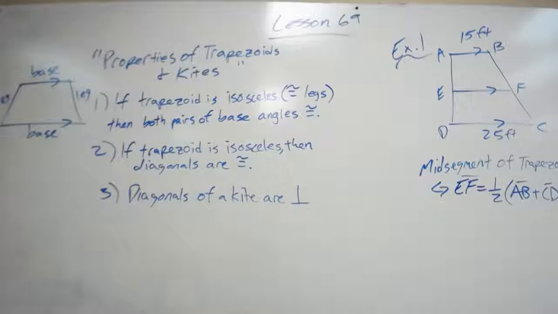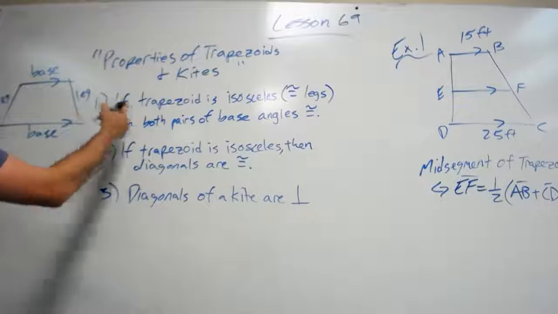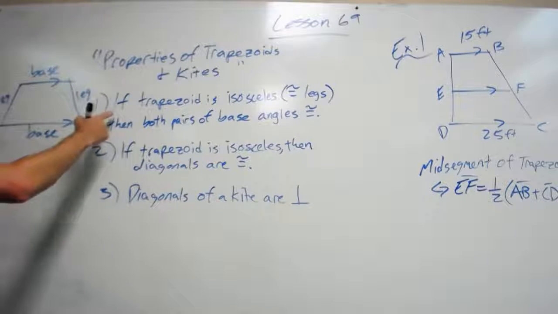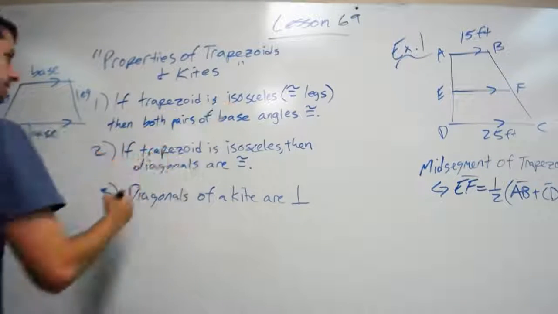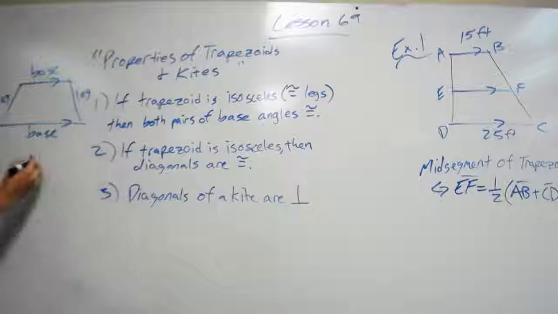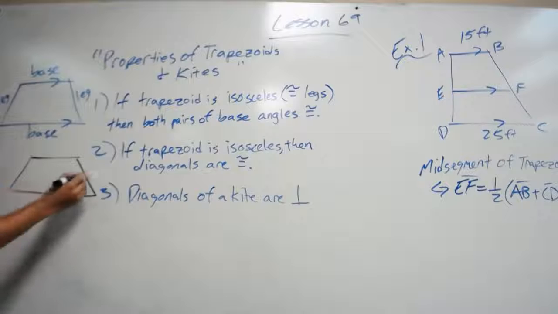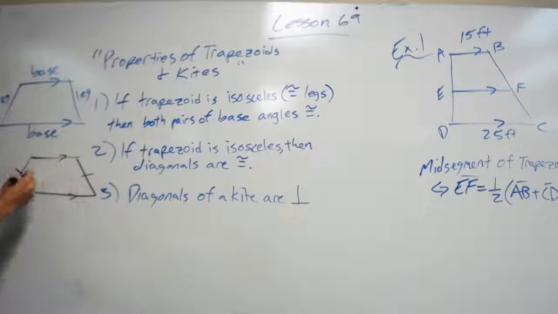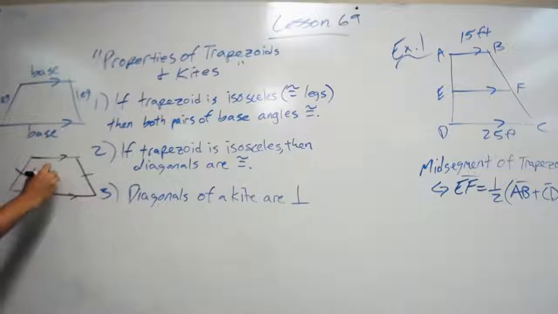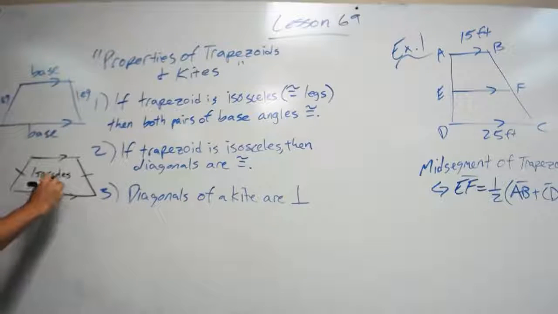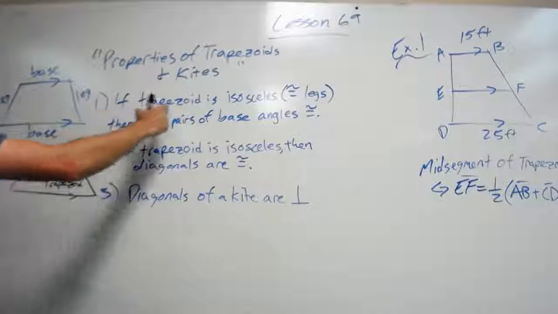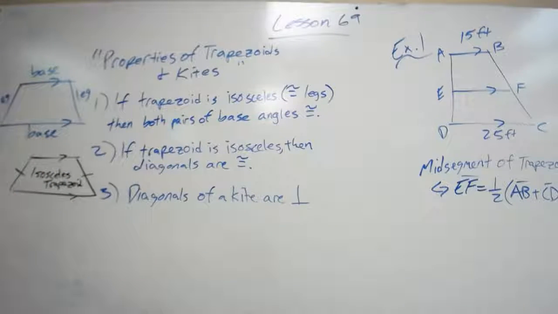Okay? So those are just parts of a trapezoid. But let's look at properties of trapezoids and kites. The first property is if a trapezoid is isosceles, meaning congruent legs. So if I have a trapezoid that looks like this, and the legs are congruent, this is known as an isosceles trapezoid. Okay? If a trapezoid is isosceles, then both pairs of base angles are congruent. Well, if you remember, here's a base, here's a base. So my pairs of base angles are congruent.